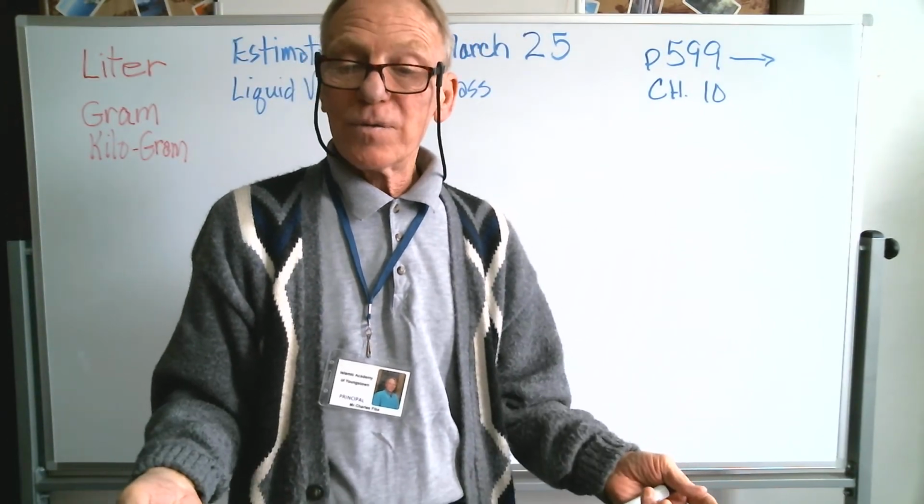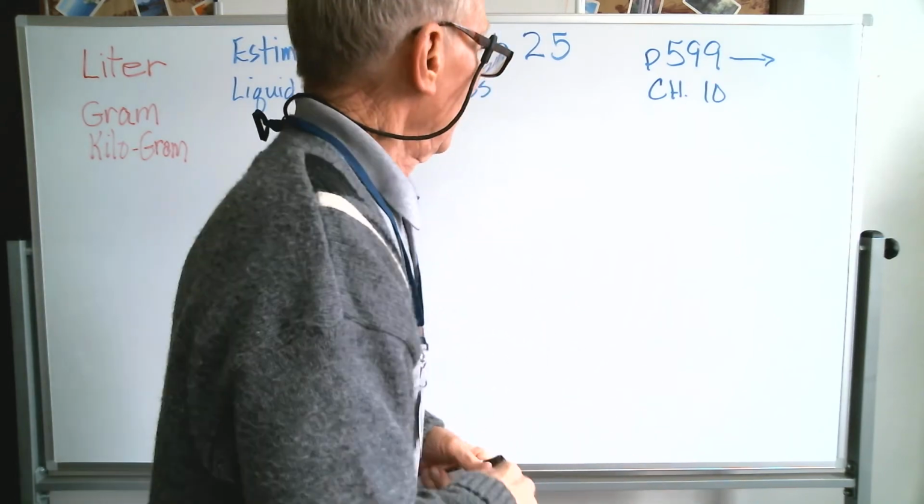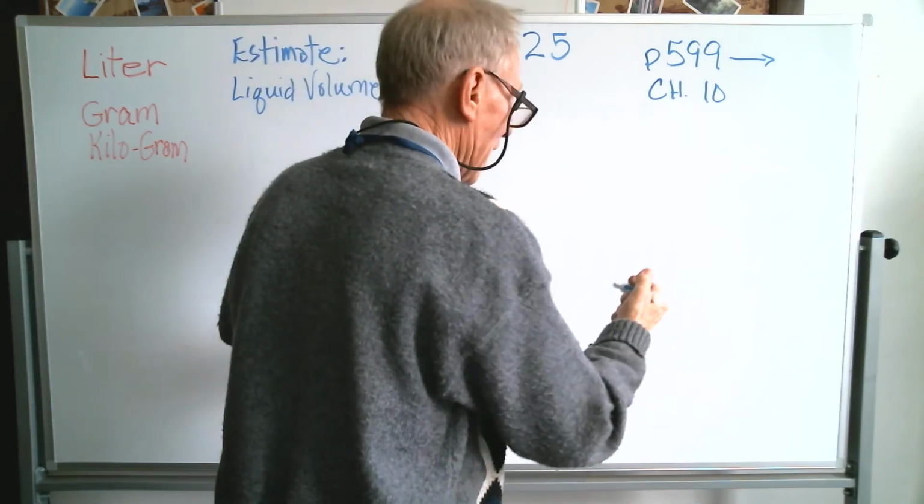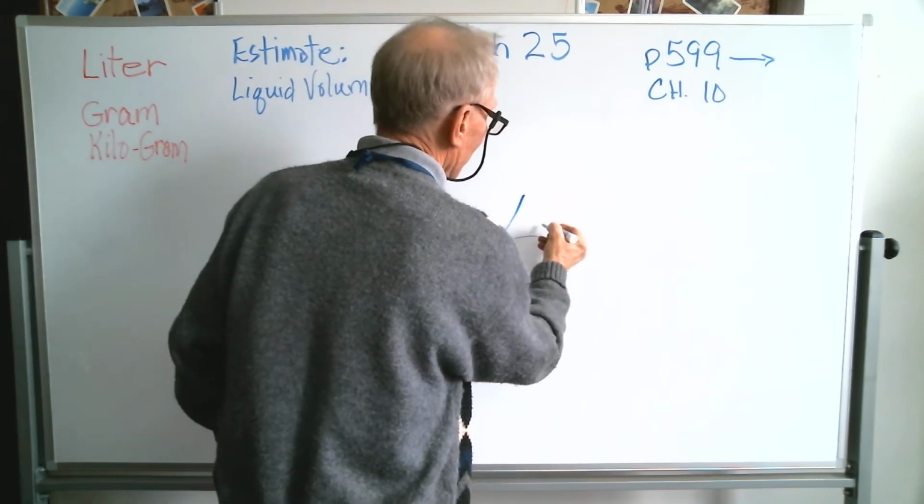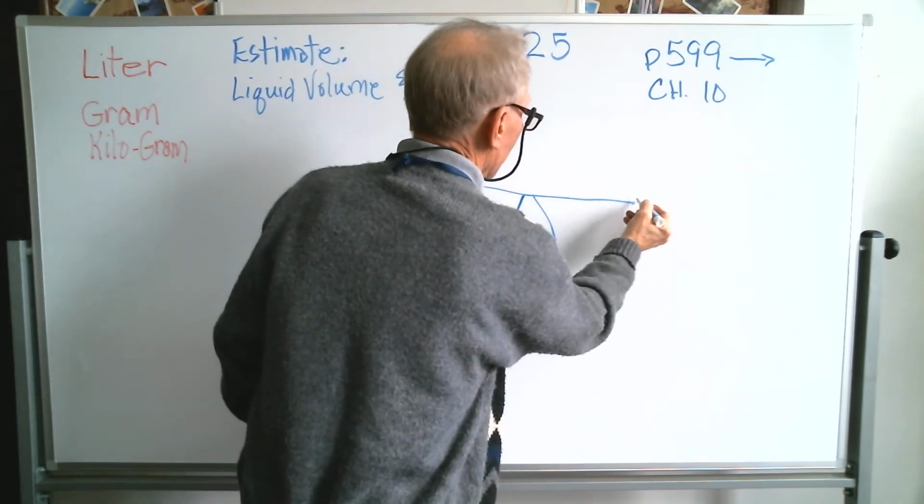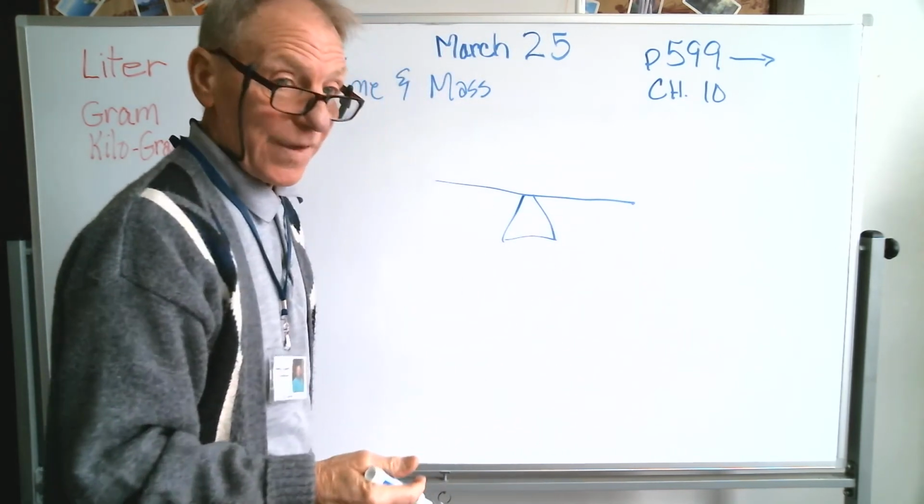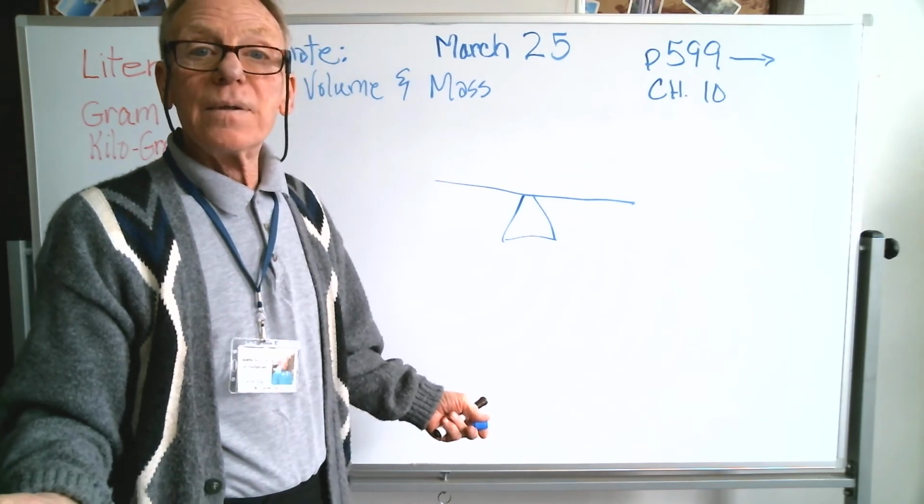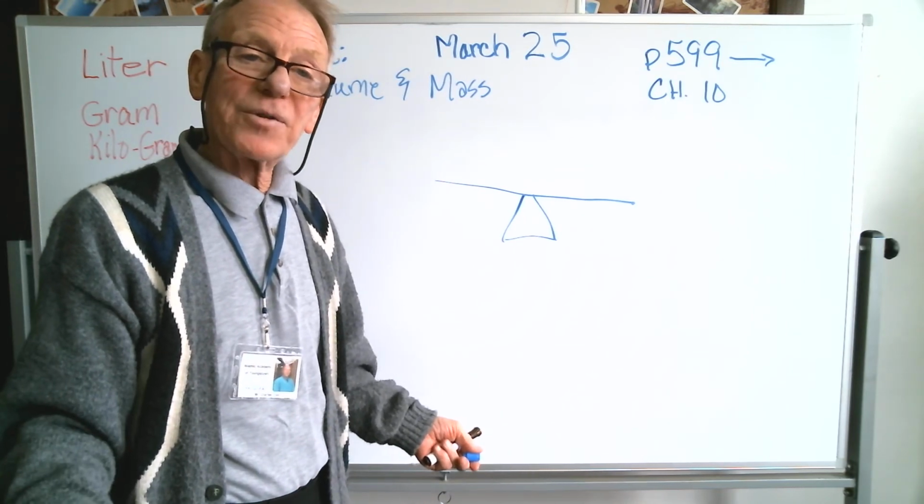For mass, we use a scale. Why do we use a scale? We use a scale because that's how we determine the mass of an object.